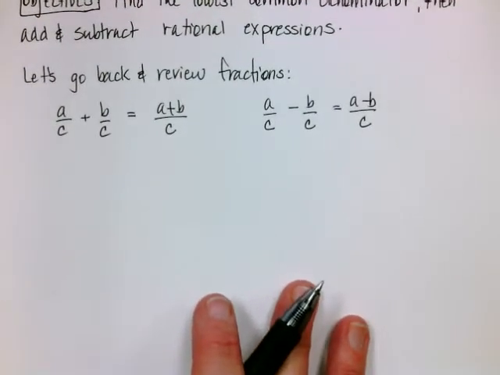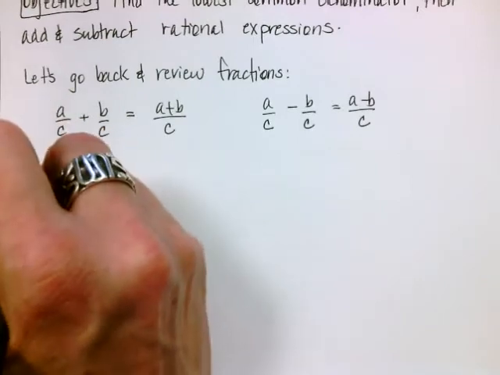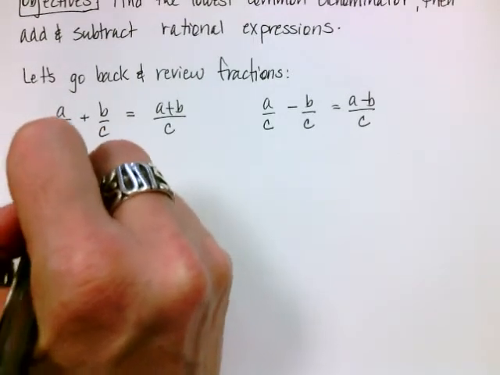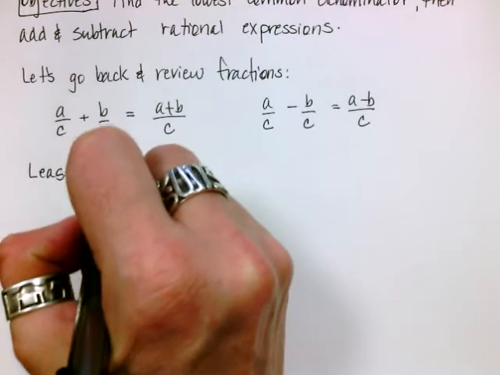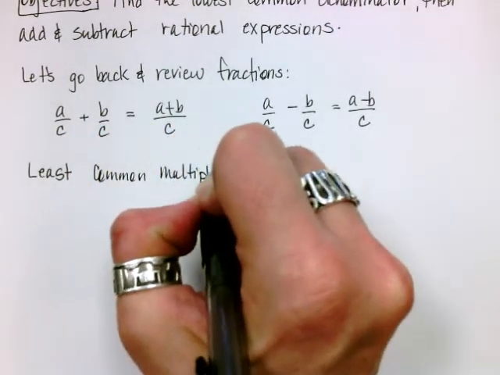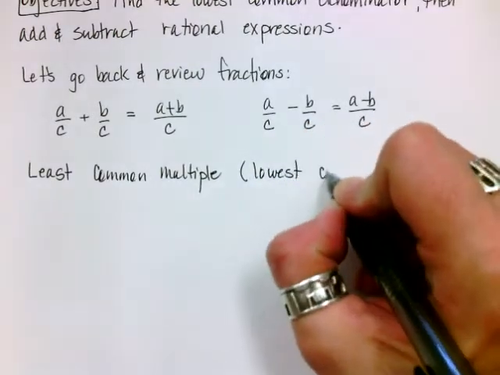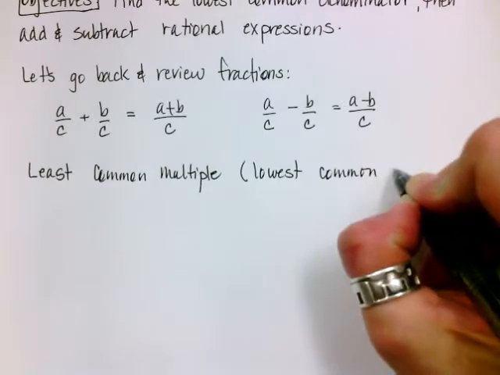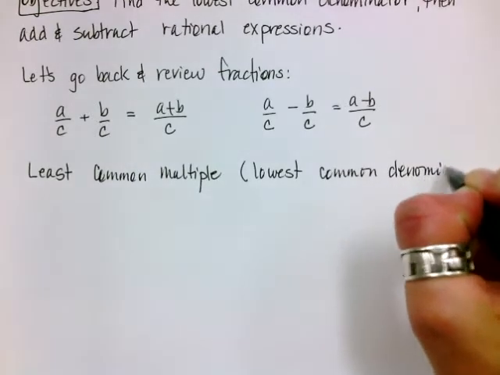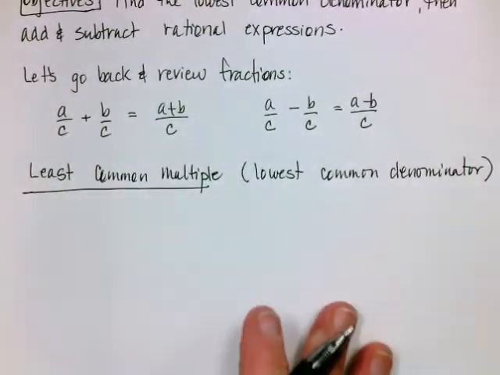And so the task is going to become finding the lowest common multiple, right? It has lots of different names. We call it the least common multiple. When we're working with fractions, we often call it the lowest common denominator. So we're going to work on finding those for our rational expressions.